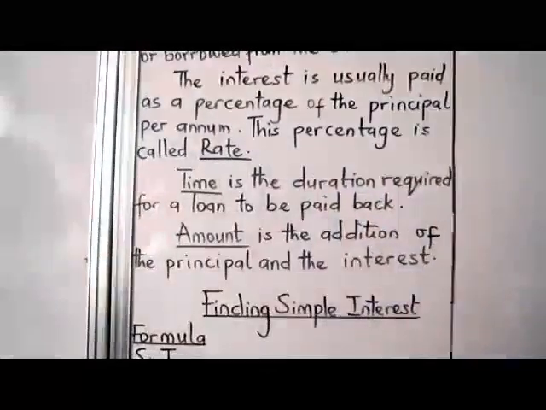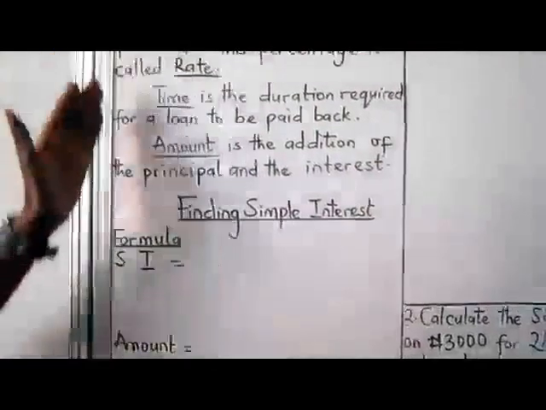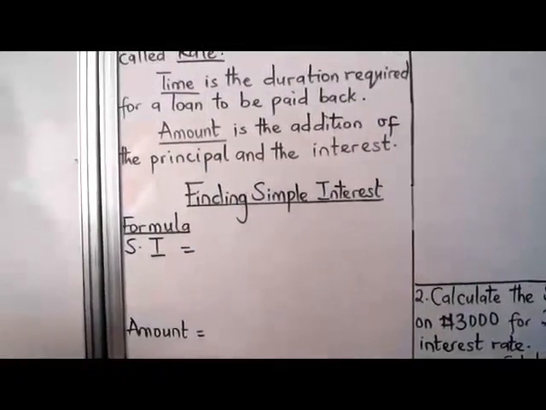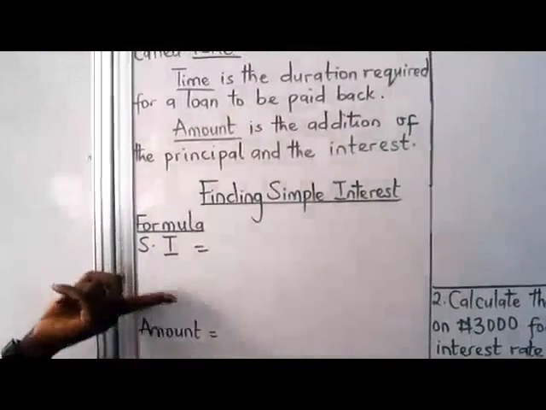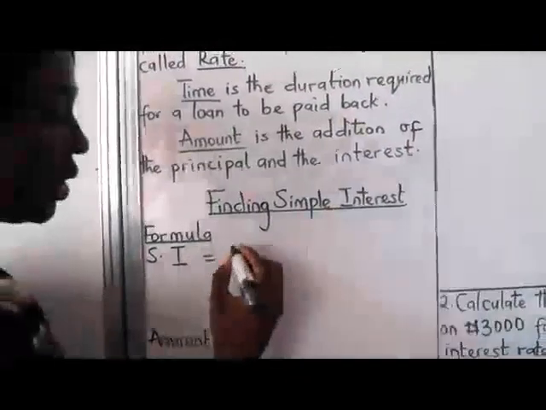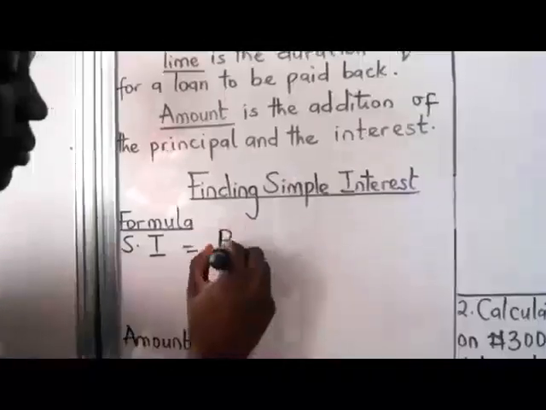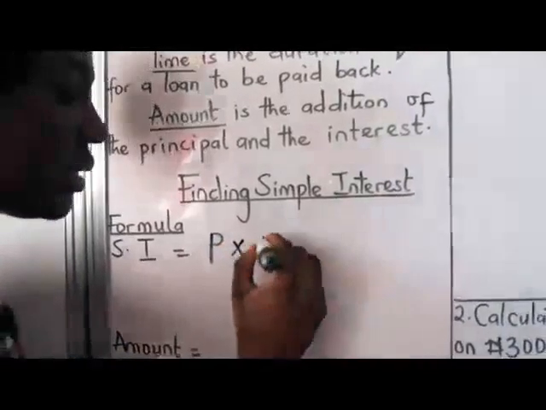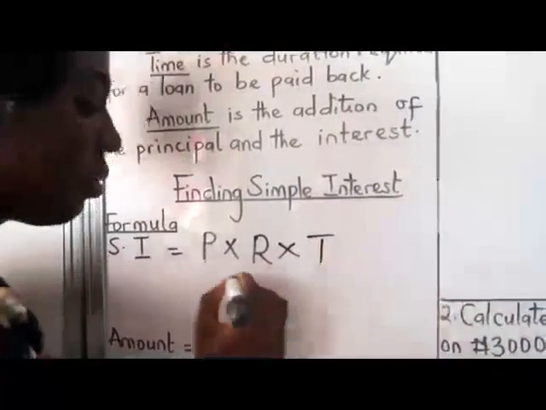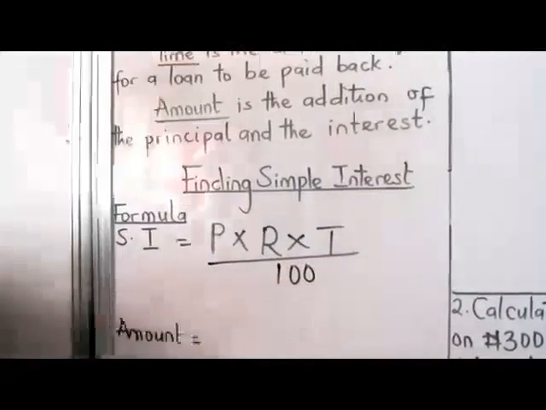Now, today we'll be looking at how to find simple interest. We won't look at how to find all these terminologies, but today we are looking at how to find our simple interest. And there is a formula used in finding our simple interest. So the formula used in finding our simple interest is principal, which is represented by P, times rate, represented by R, times time, represented by T, divided by 100.